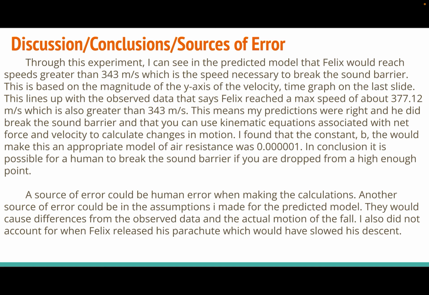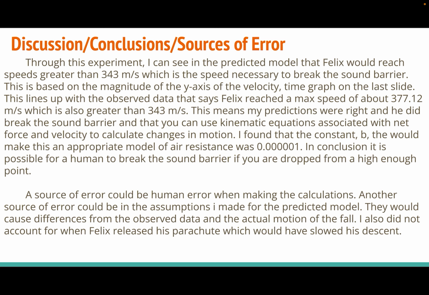I found that the constant B that would make an appropriate model for air resistance was 0.000001. In conclusion, it is possible for a human to break the sound barrier if you are dropped from a high enough point. A source of error could be human error when making the calculations. Another source of error could be in the assumptions I made for the predicted model. They would cause differences between the observed data and the actual motion of the fall.